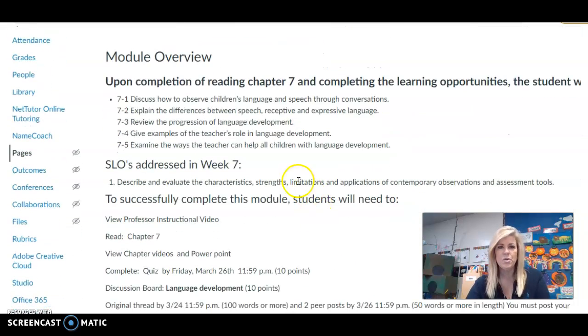So diving into Module 7, we are going to be reading Chapter 7 in our textbook. And when you're reading Chapter 7, please look for these 5 main points. Look for discussing how to observe children's language and speech through conversation. Explain the differences between speech, both receptive and expressive language. You're going to be looking at the progression of language development in Chapter 7. Also, you're going to learn our role as educators in language development. What do we need to do to be an effective educator to help children grow in their language development? You also will be examining the ways we can help all children with language development. Okay, so make sure you look for that when you're reading.